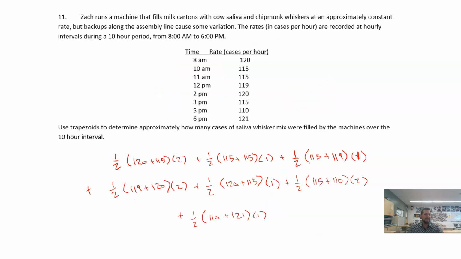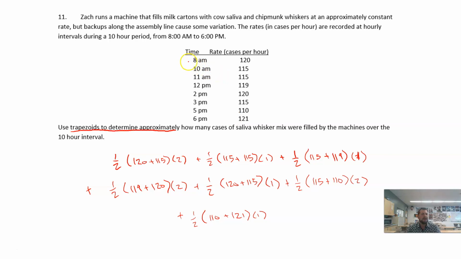On number 11, we've got this machine that's filling milk cartons, okay? And we've got the different rates in cases per hour recorded at different times. So notice this one says that we need to use trapezoids to determine approximately how many cases were filled by the machines over the interval.